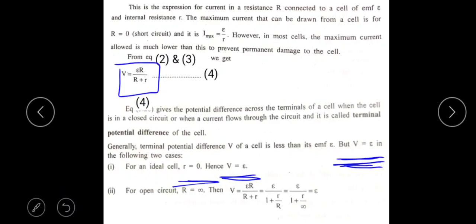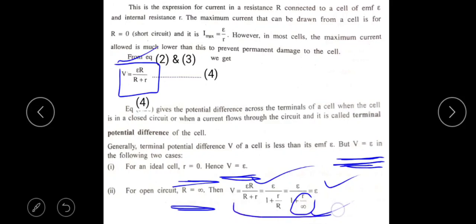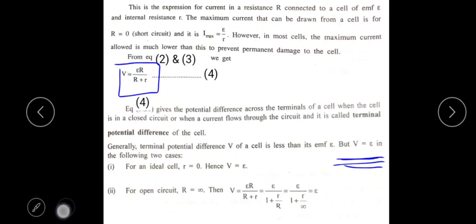This is the expression for potential difference: V is equal to ER divided by R plus r, where r is the internal resistance. This equation can be written as E divided by 1 plus r divided by capital R. If R is infinity, then anything divided by infinity is 0, and the remaining E divided by 1 becomes E. Hence, when R is equal to infinity, we have V is equal to E. Terminal potential difference is equal to EMF.